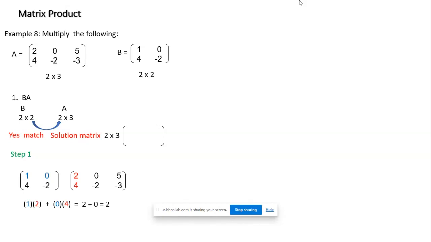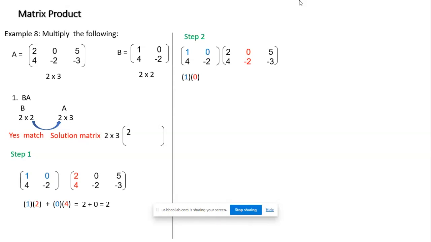So the first element here in our answer is 1 times 2 is 2, 4 times 0 is 0, so 2 plus 0 is 2. So that's the address 1, 1. Okay, that goes there. So let's do it again. Step 2, I'm going to multiply row 1 with column 2. Okay, row times column. So 1 times 0 plus 0 times a negative 2. And when I do this, 1 times 0 is 0, 0 times negative 2 is 0.